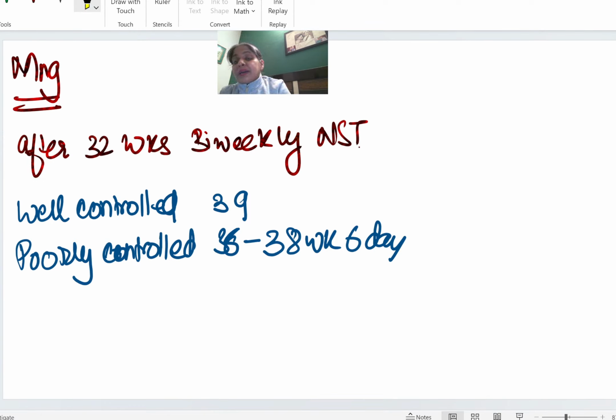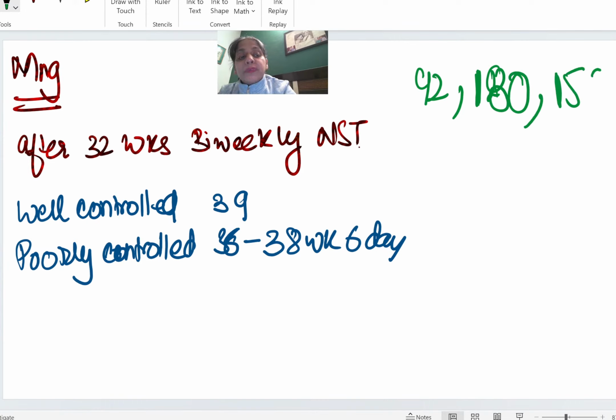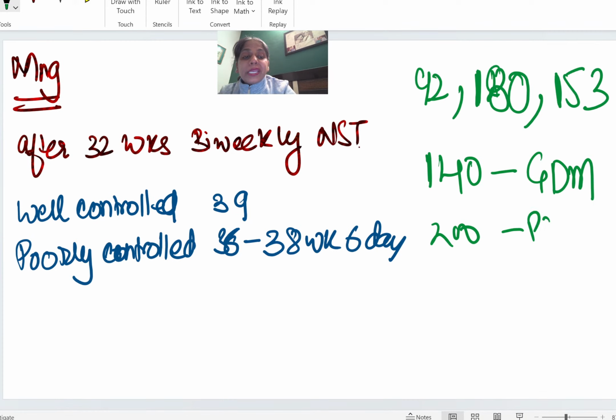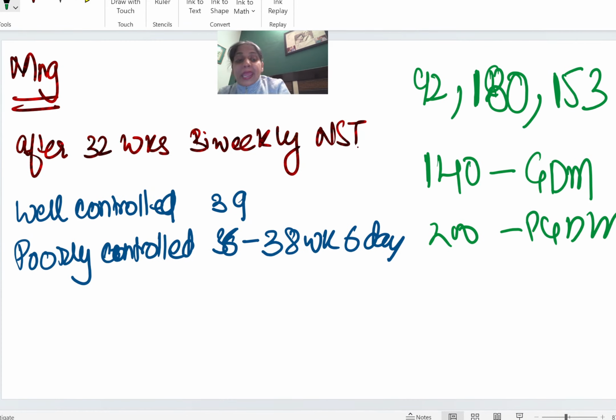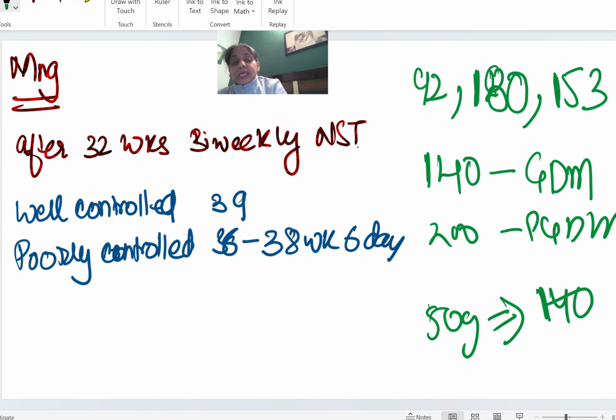Once again, what are the IADPSG values? Fasting is 92. 1 hour value is 180, double of 90. 2 hour value is 153. Right? And what is the DIPSI criteria? DIPSI says 140 for gestational diabetes mellitus and 200 for pre-gestational diabetes mellitus. And what does ACOG say? ACOG says with the 50 gram test, we have to check the sugar after 1 hour, 140. Is it easy, or is it written on one side only?